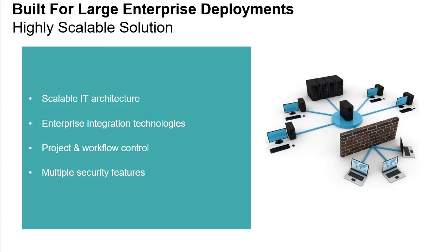Capital was built for large enterprise deployments. This is done by ensuring that it's highly scalable, including its basic IT architecture. The integration technologies ensure that Capital works with an organization's IT infrastructure rather than against it. Project and workflow controls means organizations can control what data can be manipulated by whom and when. And significant security features are a must, especially for our customers needing to maintain strict access control to sensitive data.